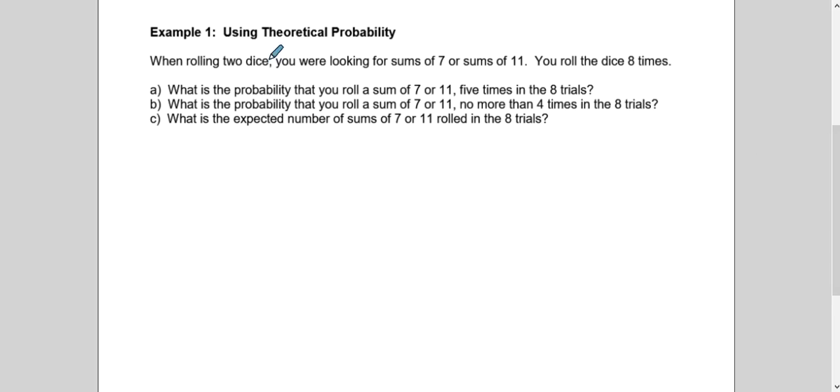So we're going to use theoretical probability for our first example. When rolling dice, you're looking for sums of 7 or sums of 11. You roll the dice 8 times. So before we do that, we want to kind of define our big X. So our big X is, and I'm going to actually type this out because it's a lot easier for me to do that.